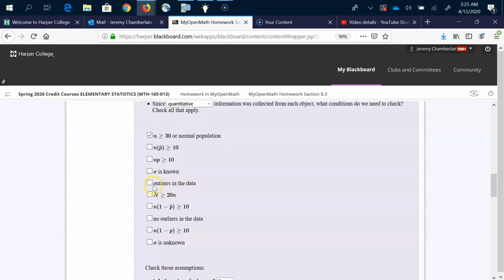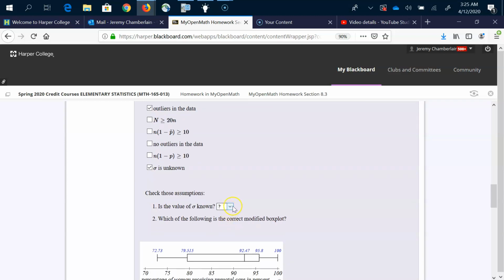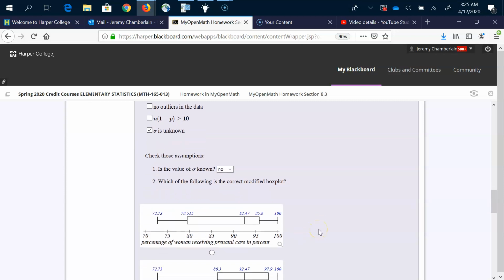I need to check that there are no outliers in the data set, so we'll use a modified box plot to do that. And of course here, sigma is not known. That means the standard deviation is unknown. And this is what normally happens. Rarely would you ever know the population standard deviation. So we're going to check those assumptions. Well, sigma is definitely not known, which is the modified box plot.